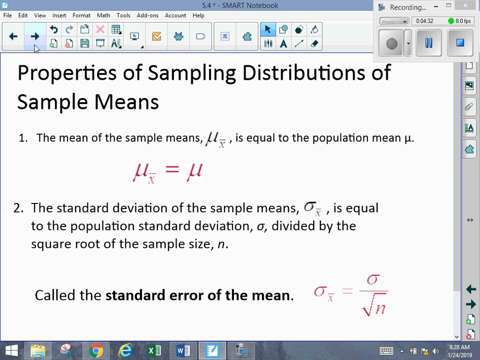The standard deviation of the sample means is also equal to the population standard deviation divided by the square root of the sample size. And so that formula that you have down there, sigma sub x bar equals sigma divided by the square root of n, there on the bottom, is very, very important.